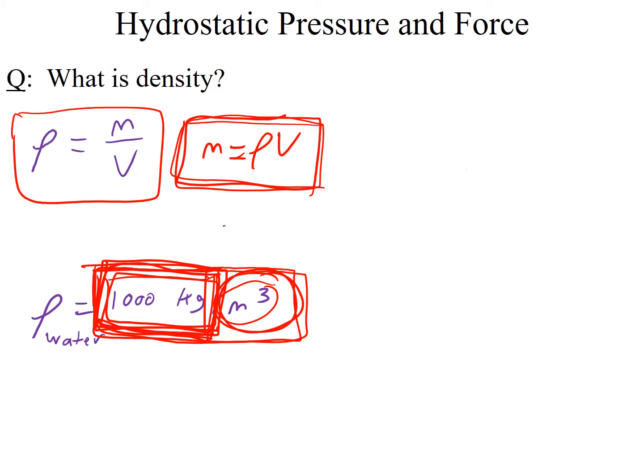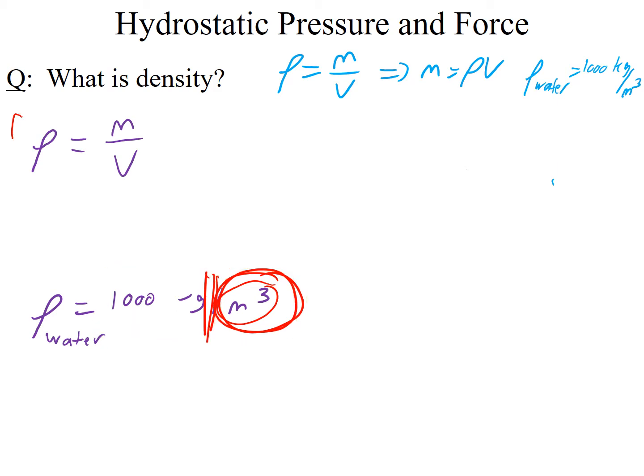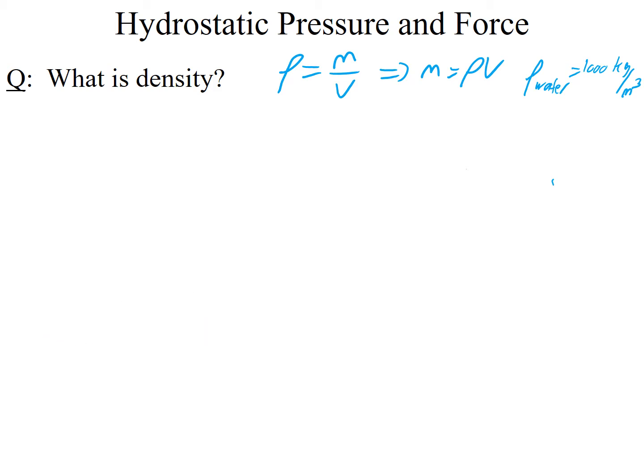So let me just write what we had here. Density is mass over volume, which means the mass is the density times the volume, and the density of water is 1,000 kilograms per cubic meter. So again, the usefulness of what I've just written down is that if I have a volume of water and I want to find its mass, you just multiply the density times the volume, and the density is 1,000. So find the volume, multiply by 1,000, you get the mass.